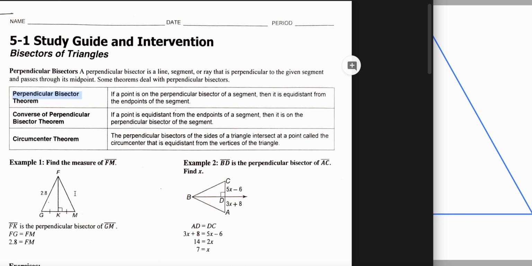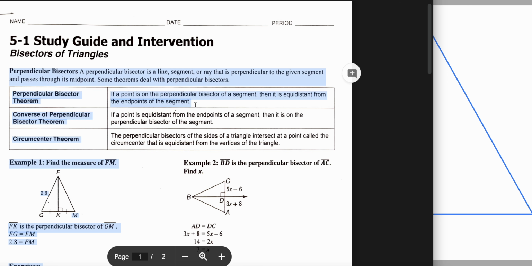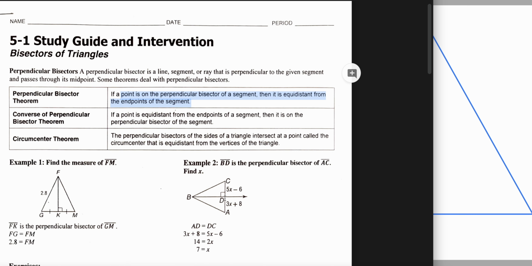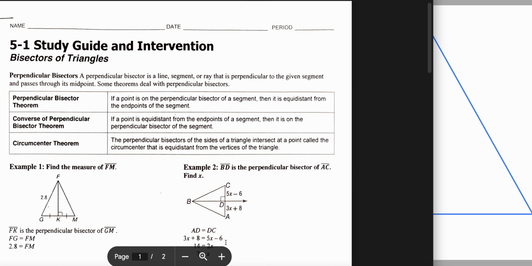Okay, great. Now, example number 2 says that BD is a perpendicular bisector of AC. So BD, this horizontal line, is a perpendicular bisector of AC. Since we know that, from the perpendicular bisector theorem we could say that CD is congruent to DA, right? So since CD is congruent to DA, we could just set this expression equal to this expression and solve for x. And that's what this problem is asking us to do. It's asking us to solve for x.